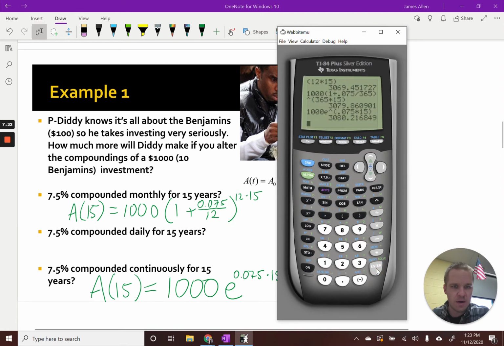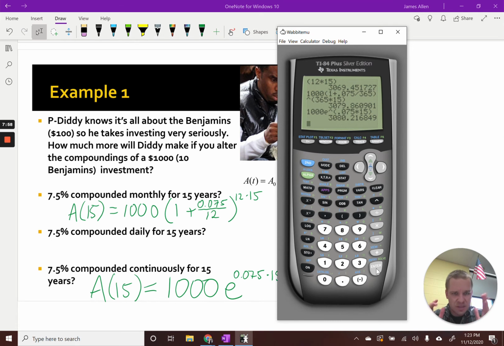All right, let's see what we got here. When I hit enter, I got $3,080. Woo! So there we go. We've got our three answers. We have $3,069.45. We have $3,079.86, and then $3,080.22 when I round.